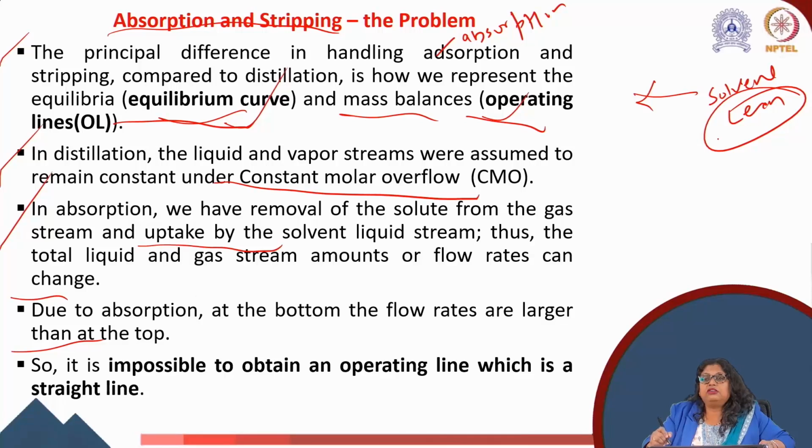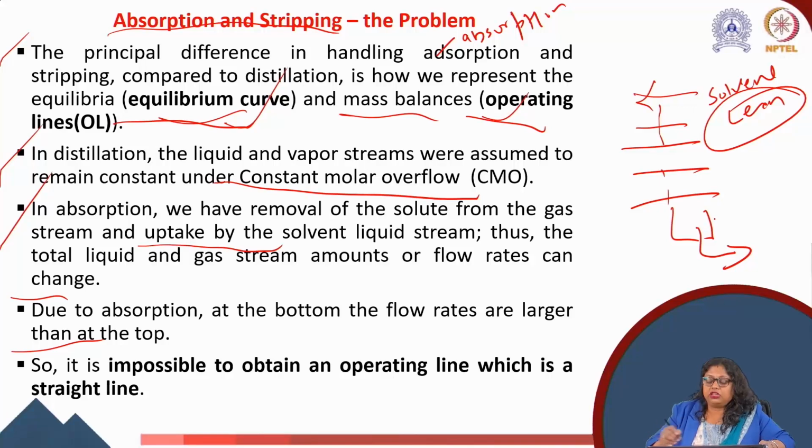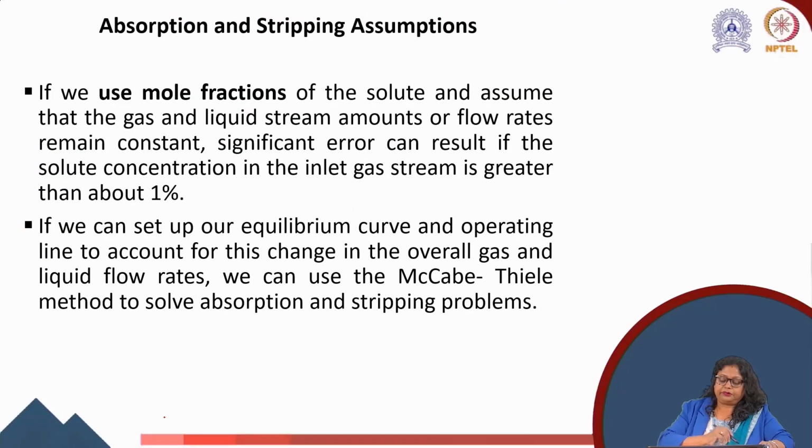So this lean solvent does not have the solute in it, but once it moves from plate to plate and finally reaches the bottom and comes out, there is a difference in the flow rate if we compare the solvent at the top and the solvent at the bottom. At the bottom the flow rate is larger than at the top. So it is impossible to obtain an operating line which is a straight line.